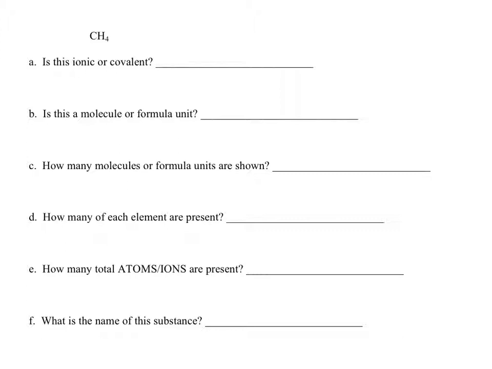All right, I'm back. We have here methane, it's CH4. That's 1 atom of carbon, and it is 4 of hydrogen. And this is a covalent compound because they are both nonmetals. Because it's covalent, it's a molecule.